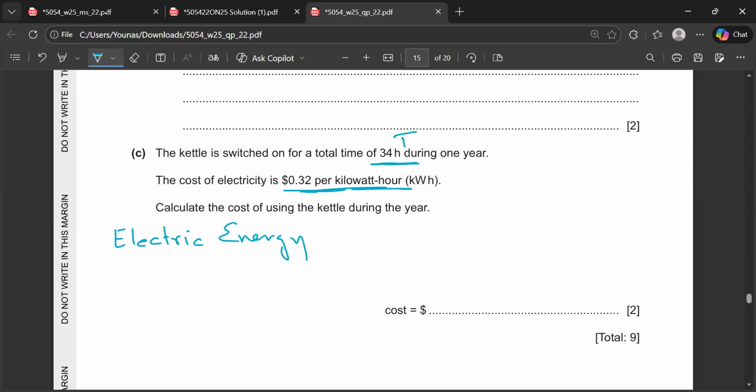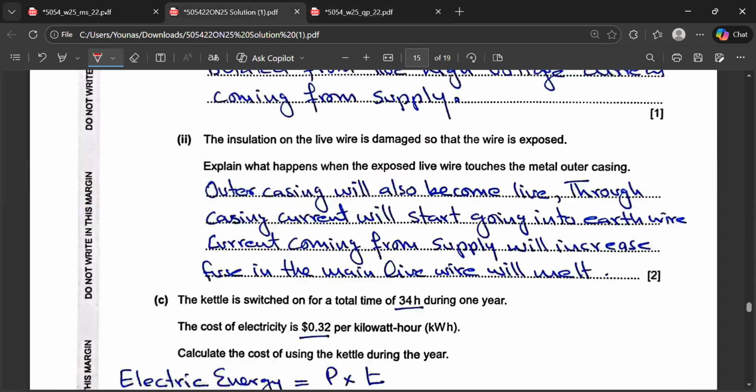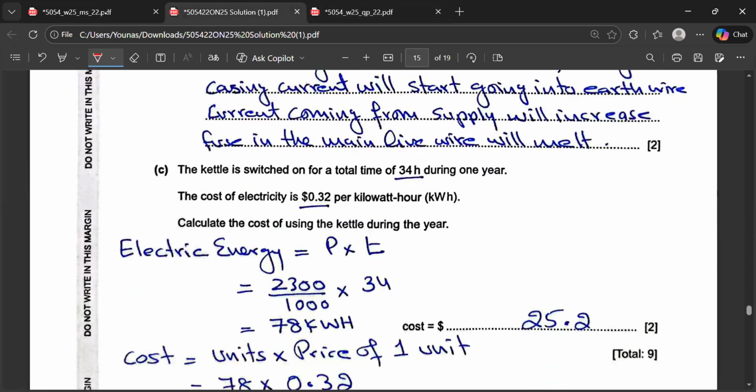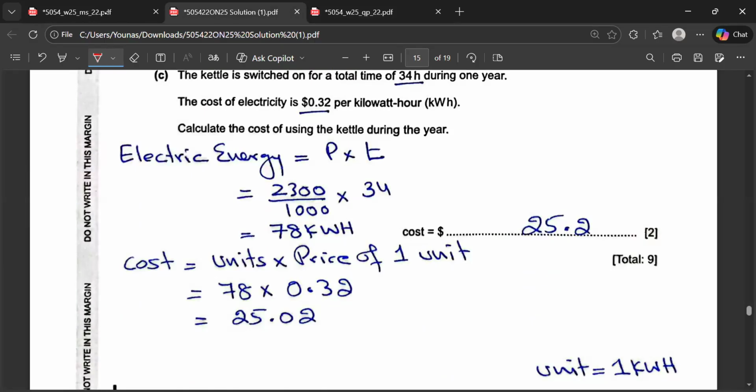The electric energy is equal to the power multiplied by time. The power must be taken in kilowatts, and the time must be taken in hours. Once you do, the unit of the electric energy is kilowatt hour. So here we have electric energy equal to the power multiplied by time. The power of the electric kettle is 2300 watts. We will divide it by 1000 to convert this into kilowatts. And the time for which the electric kettle is used in 1 year is 34 hours. Just multiply them, you get 78 kilowatt hour.